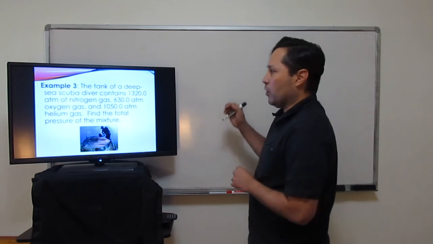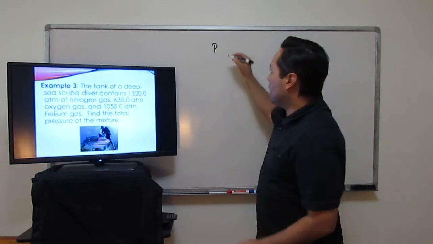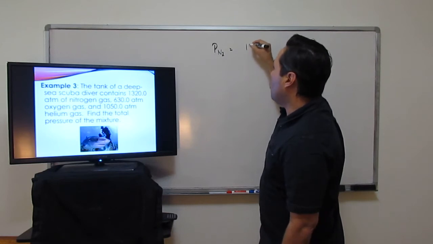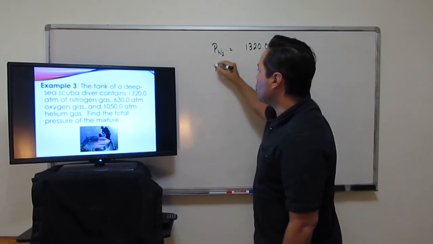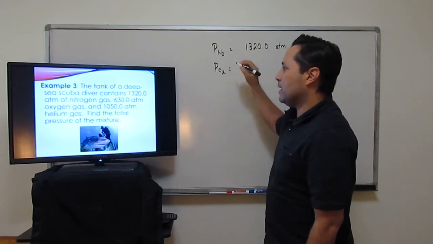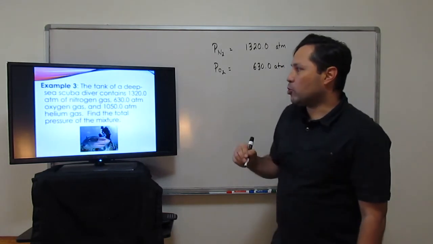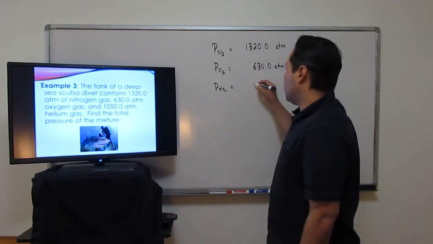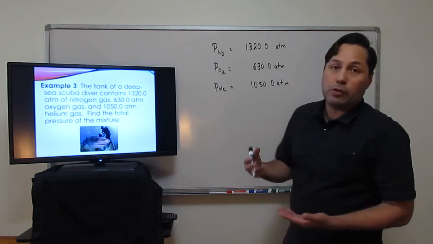So the partial pressure of the first gas, which is nitrogen gas, I'm going to put N2 for nitrogen gas. The partial pressure of that gas is 1,320 atm. The partial pressure of our second gas, oxygen gas, I'm going to put PO2. That's 630 atm. And the partial pressure of our third gas, which is helium, is 1050 atm. And the question is, can you find the total?